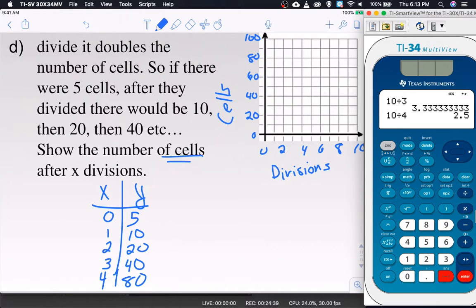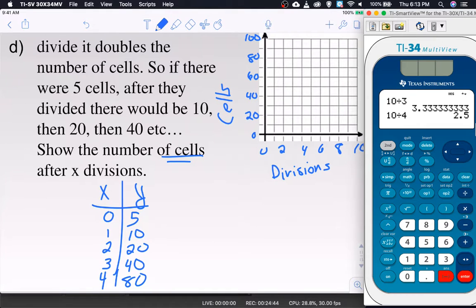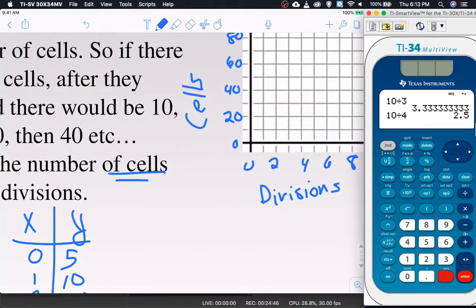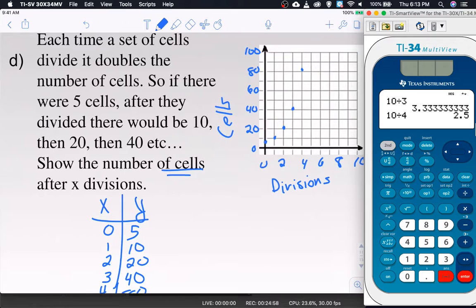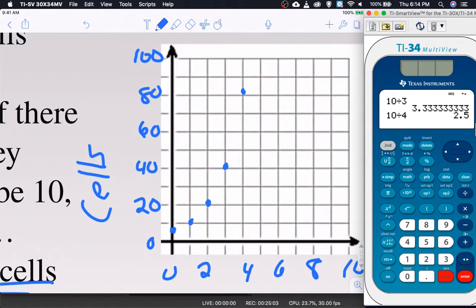But I can graph these values. So I'm going to put in 0, 5, and then I'm going to keep going. So 0, 5, 1, 10, 2, 20, 3, 40, 4, 80, and that's all the space I have. So now if I connect these dots, I get a graph. It got a little wibbly wobbly in there, that's okay. So my graph looks like this.